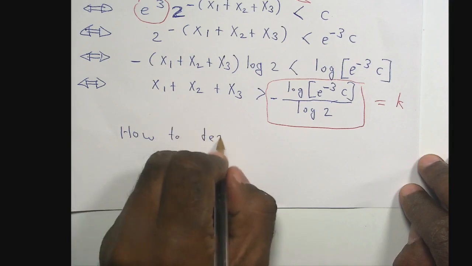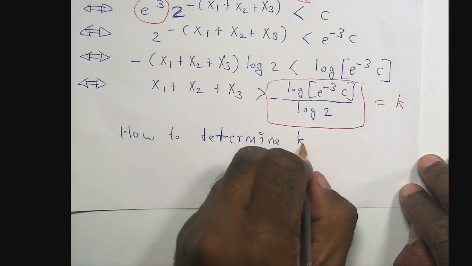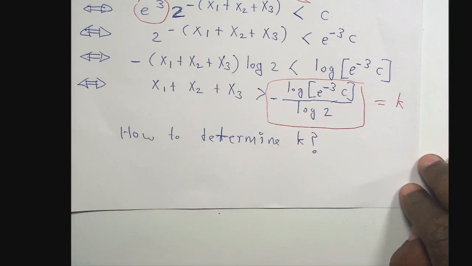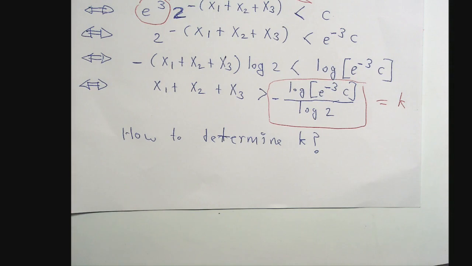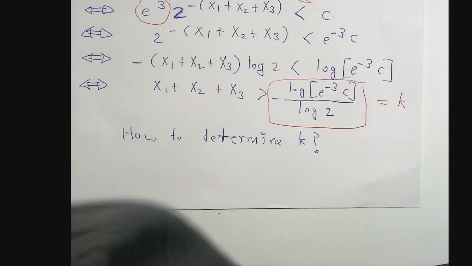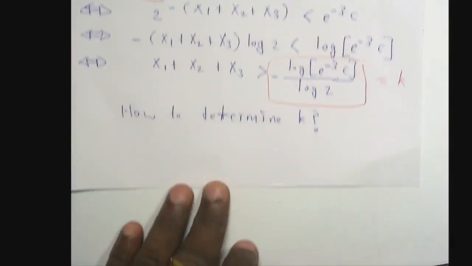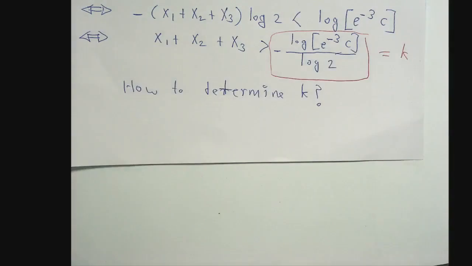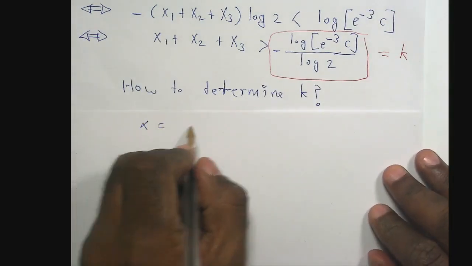Now the next question is how do we determine the value for k, right? So that's the next question I'm going to answer. To answer that, I'm going to use the value for alpha. Remember, alpha is the probability of type 1 error. I'm going to use the value for alpha given in the question. If you read the question, guys, it says alpha is equal to 0.1, right? So I'm going to use the value for alpha, which is given as 0.1.